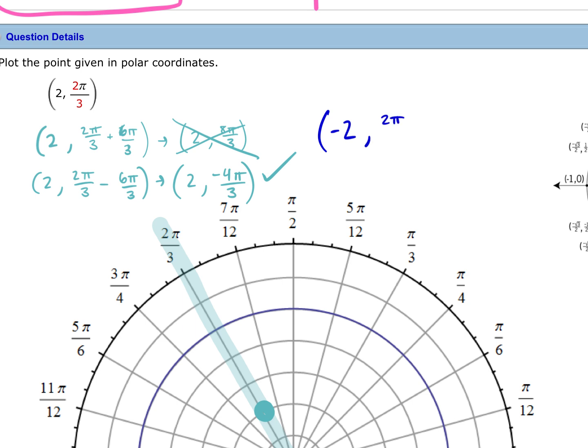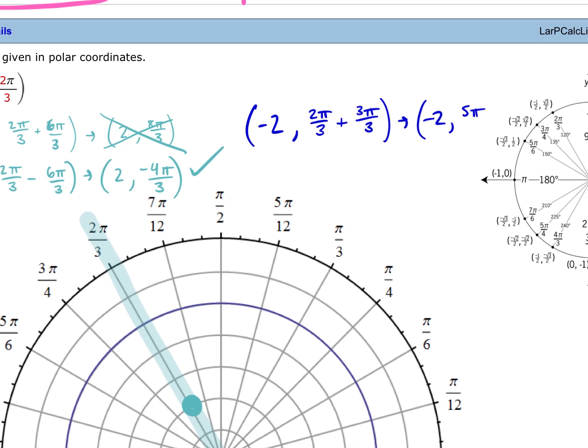So I take 2 pi over 3, and I'm going to add 3 pi over 3, because that's pi. So when we add here, we get negative 2 comma, our new point would be 5 pi over 3. Is 5 pi over 3 in between negative 2 pi and positive 2 pi? Yes.